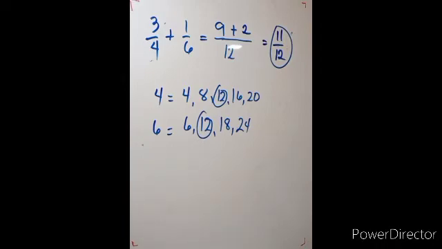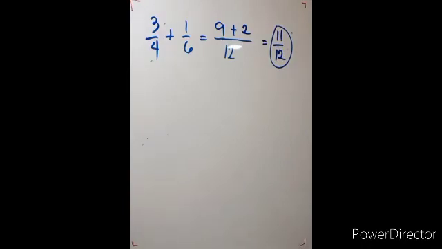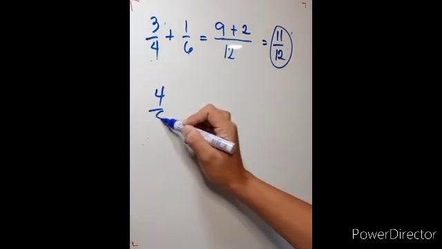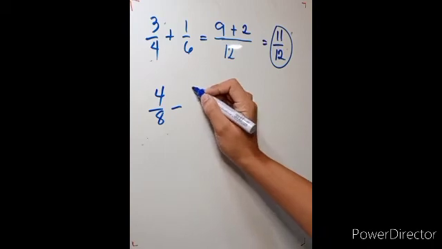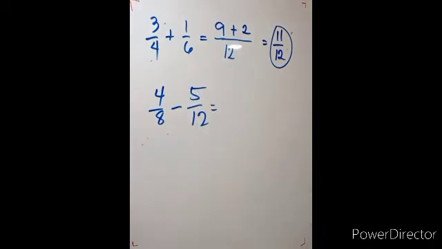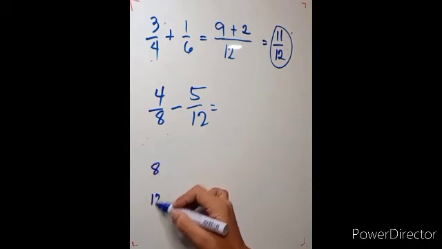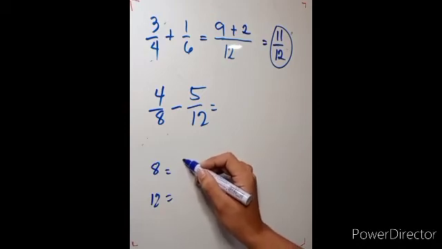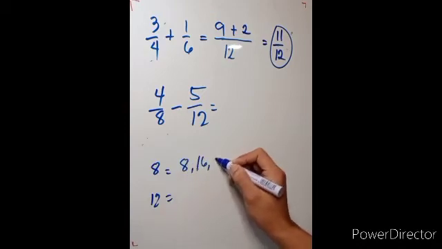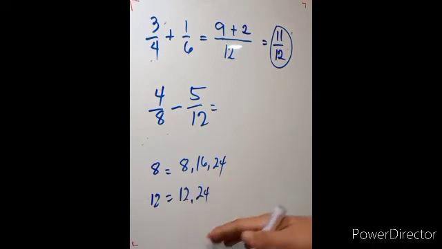How are we going to subtract now? So in our given, which is 4/8 minus 5/12, again, we are going to find the LCM to be used as the LCD. So, multiples of 8 and 12. So, we have here 8, 16, 24, and we have 12 and 24. So, you can have it more.